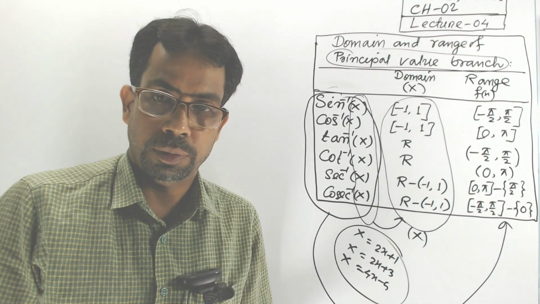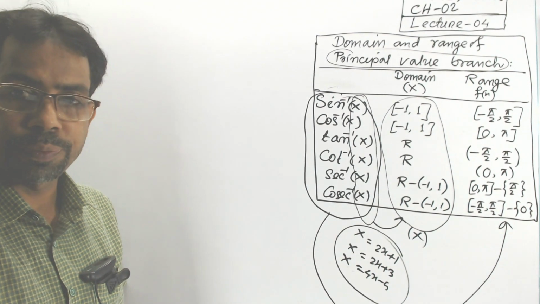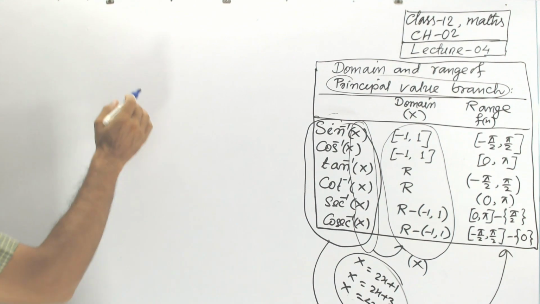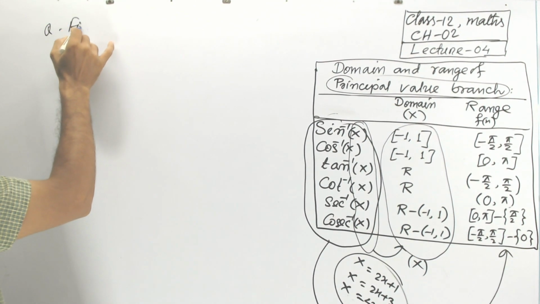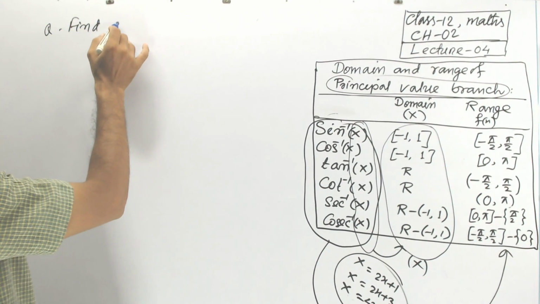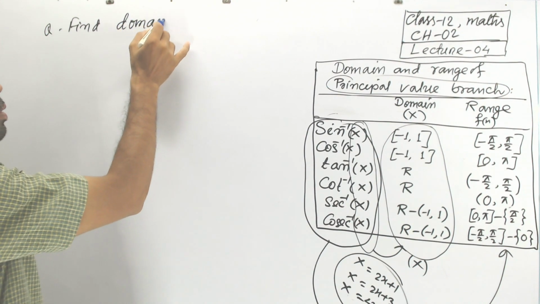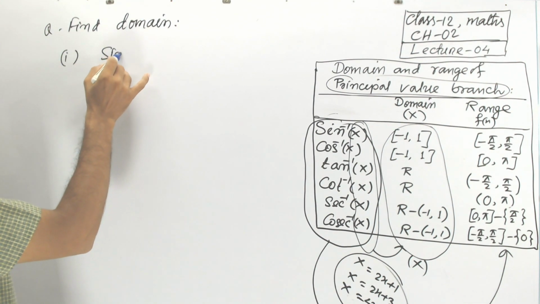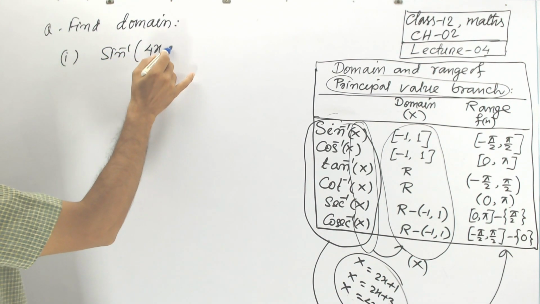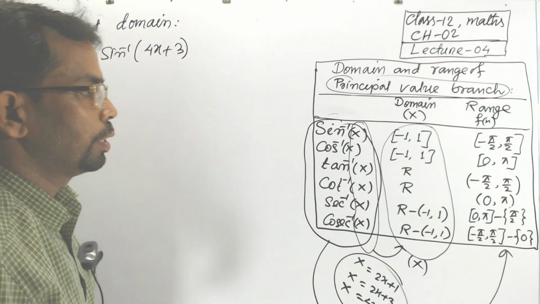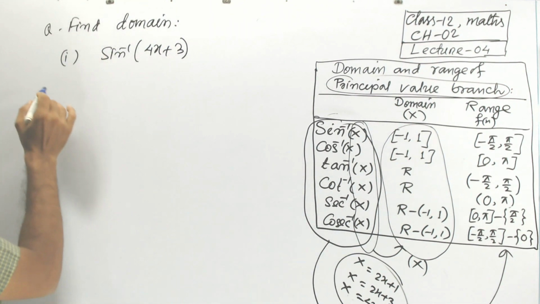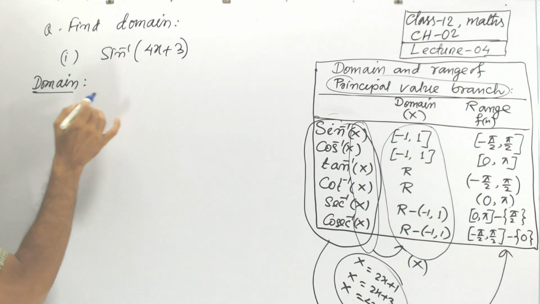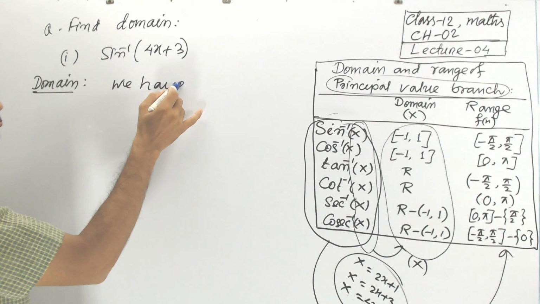So I'm taking the first example. It is about finding domain. First we will learn how to find domain. I am taking one example, say sine inverse of 4x plus 3. We are going to find the domain. Solution: you see, we have here sine inverse.